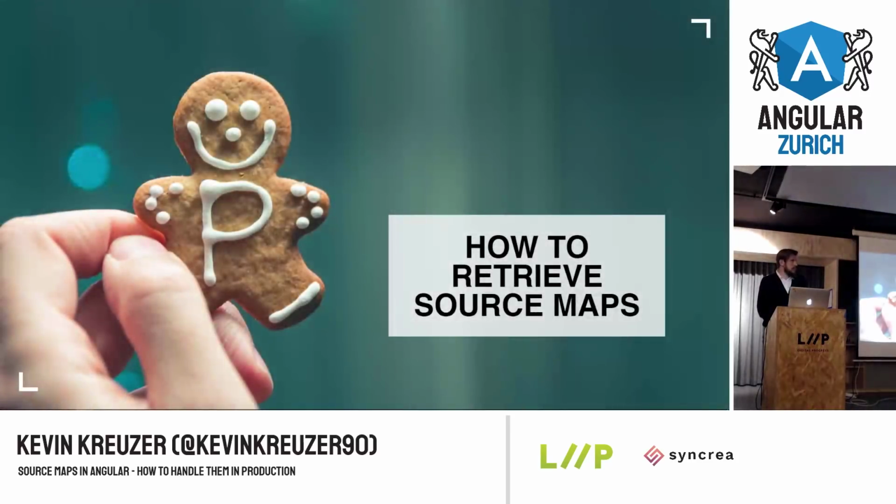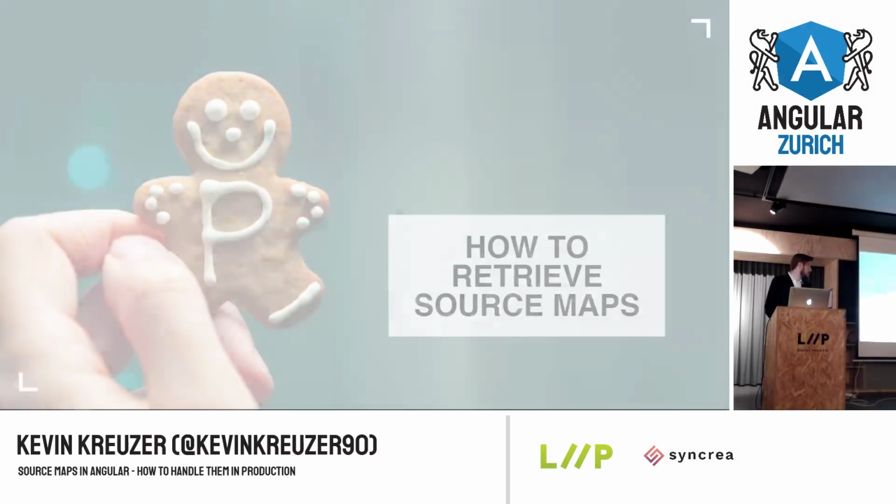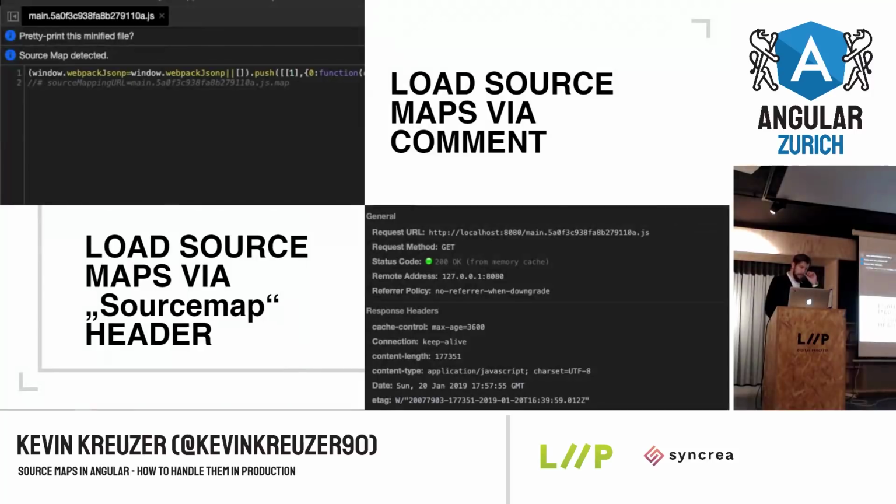Now that we know how source maps work, how are they retrieved? There are two ways to retrieve source maps. One is, maybe you have seen that in your bundle, this comment at the end of the file. There you can see where the source maps lie, and they will be downloaded from there. Another option is when you fetch your main bundle, you could also send the source map header in the response, and they would then be fetched from this location.